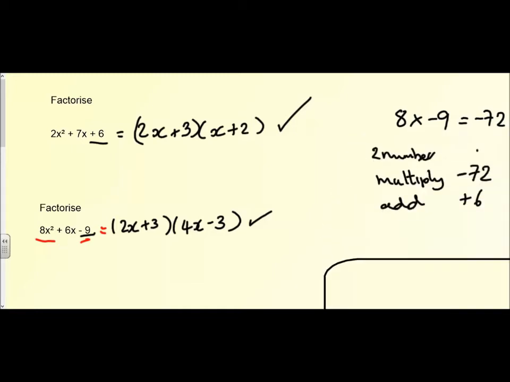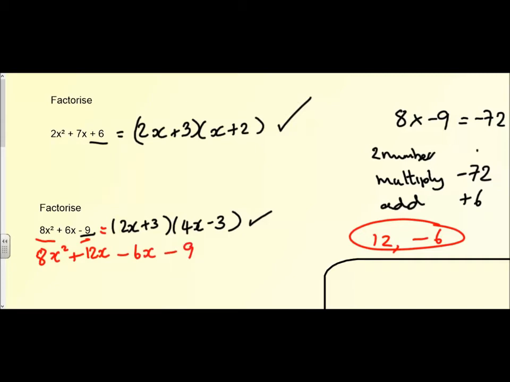Can you think of two numbers for which that will work? That's going to be 12 and minus 6. Now, what we do is we take the 6x and we split it into 12x minus 6x. So it's the same thing, 12x minus 6x is 6x. So I'm going to rewrite this expression here as 8x squared plus 12x minus 6x minus 9.